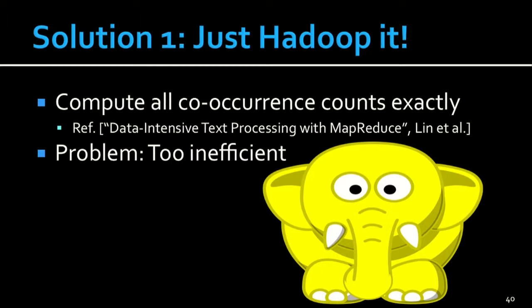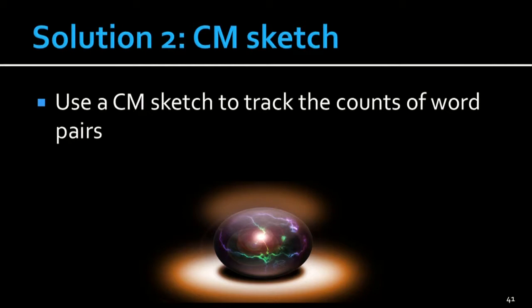So you have to have all of these word pairs, and then you have to write them on the disk. You have to communicate them on the network. It is just too inefficient. So is there a better way? The better way is that the count-min sketch that we just saw in the password setting is useful here as well. So the basic idea is that we use this sketch to track the counts of the word pairs. Okay? Let's see how we do it.